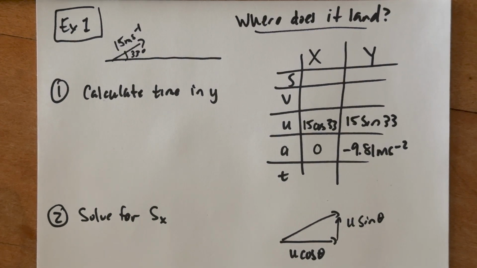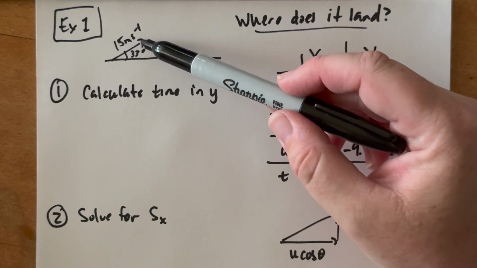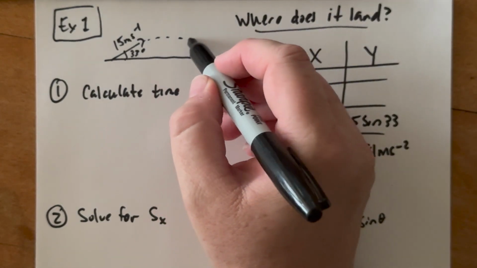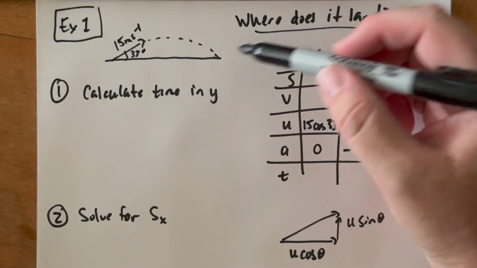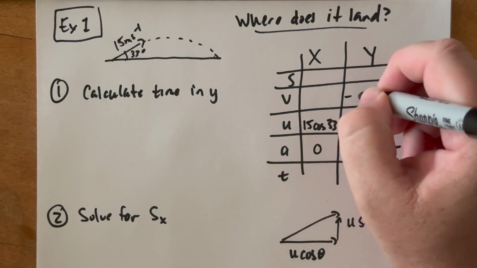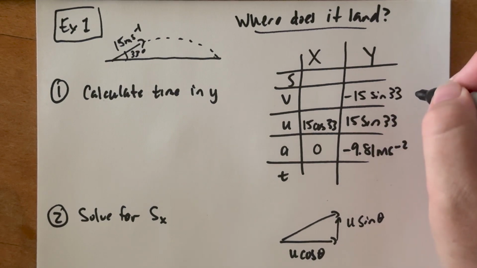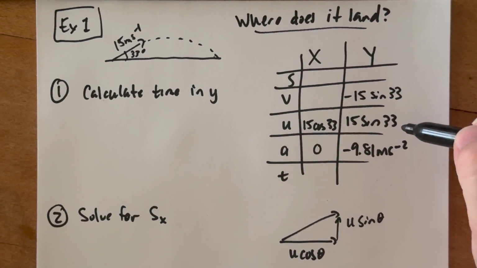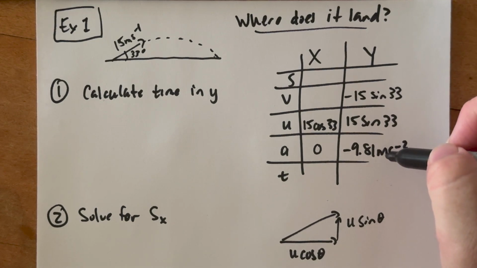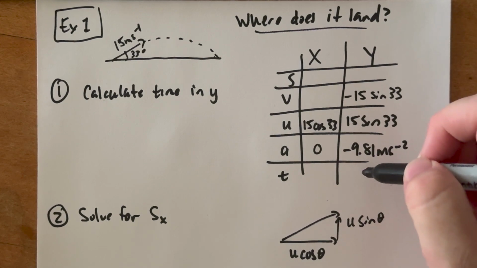For this throw, we're going to do two things. We know our object is going to land at the same height from which it was tossed. So in the Y direction, our final velocity will be the opposite of what we have here: negative 15 times the sine of 33. We know our initial velocity, our final velocity, and our acceleration of negative 9.81 meters per second squared. So we can use that information to solve for time.